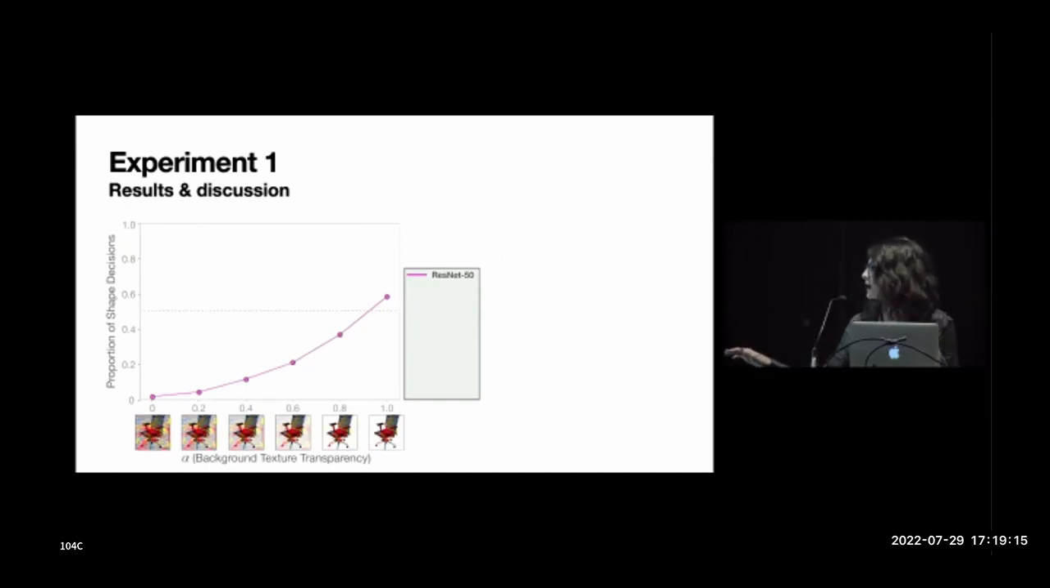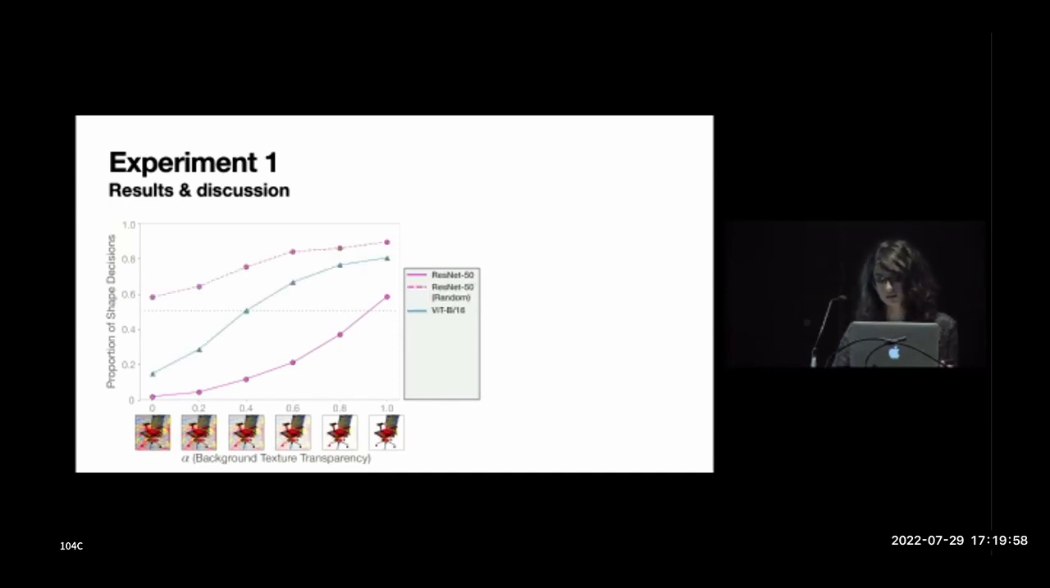So on this plot, the x-axis represents the alpha value, and you can see an exemplar stimulus of that value. On the y-axis, we have the proportion of shape decisions, and the gray dotted line represents chance levels of shape bias. So anything above that line indicates a shape bias, anything below indicates a texture bias. And we see that when alpha equals 0, and we're just using the original Geirhos et al. stimuli, this supervised ImageNet pre-trained ResNet 50 is very strongly texture biased, which aligns with what Geirhos et al. found. However, as alpha increases and the background texture disappears, the model increases in shape bias.